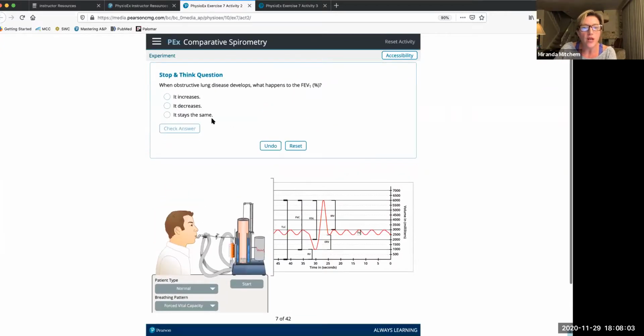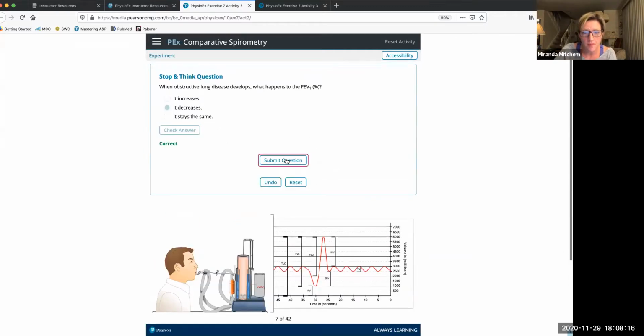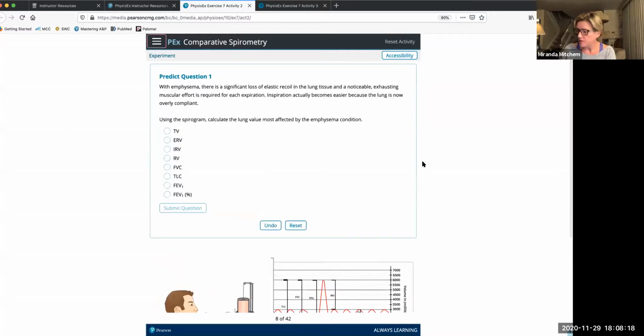Okay, so when obstructive lung disease develops, what happens to the FEV1? It decreases. Okay, so now the way that this activity is set up, we've got a prediction and then we do the experiment, and we do this 3 times through. So this might be a little bit challenging if you're not familiar with these different respiratory conditions.